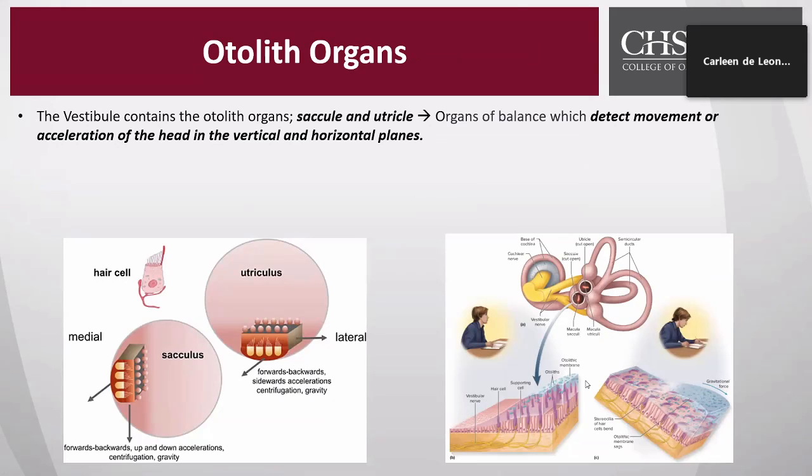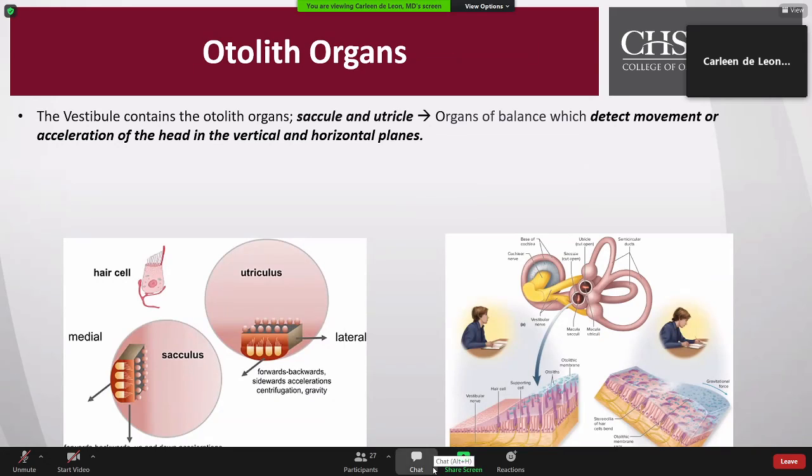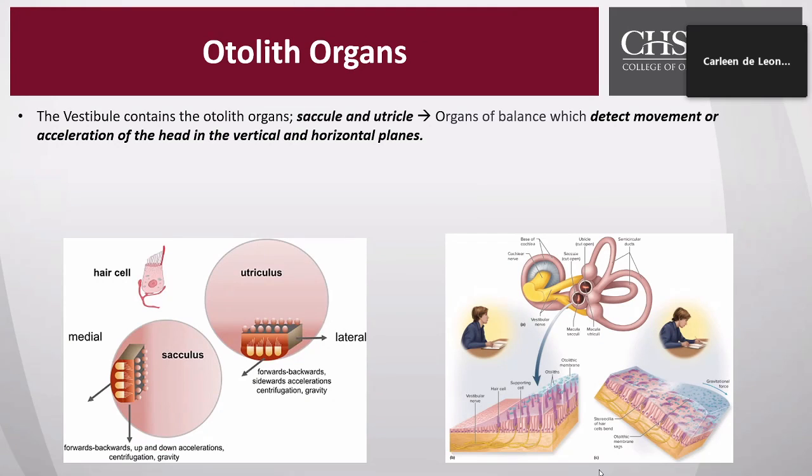Here you go. The otolith organs are really important to know. They're called the saccule and utricle. These are the organs of balance. They detect linear movement, that is, movement or acceleration of the head in a vertical or horizontal plane.